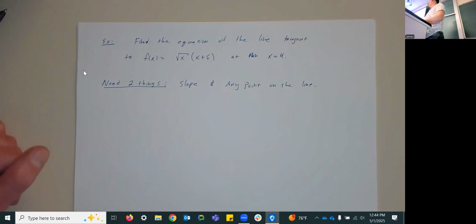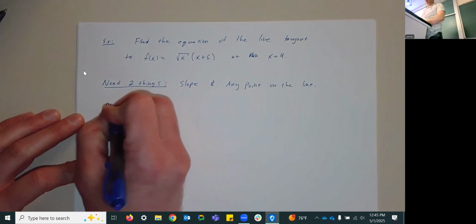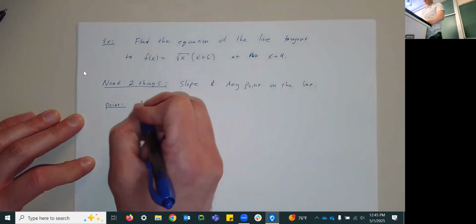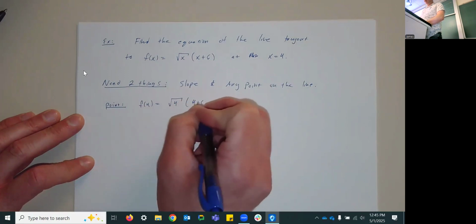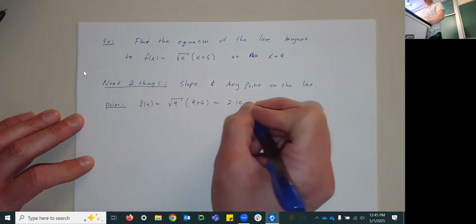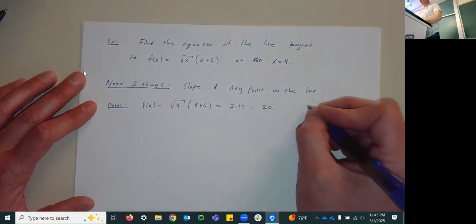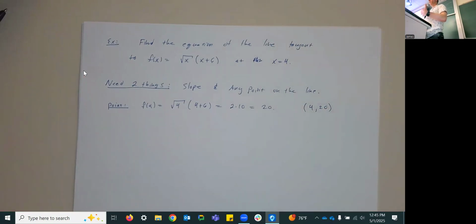And so far we have half of a point. We have x equals 4, but we need to find the y value to get the ordered pair, the x comma y, to have the whole point. So first to find the point, we're going to say that, well, we know that x is supposed to be 4, and f of 4 is going to be the square root of 4 times 4 plus 6, which is 2 times 10, which is 20. So whatever our function looks like, it certainly goes through the point 4 comma 20. That point is on the curve.